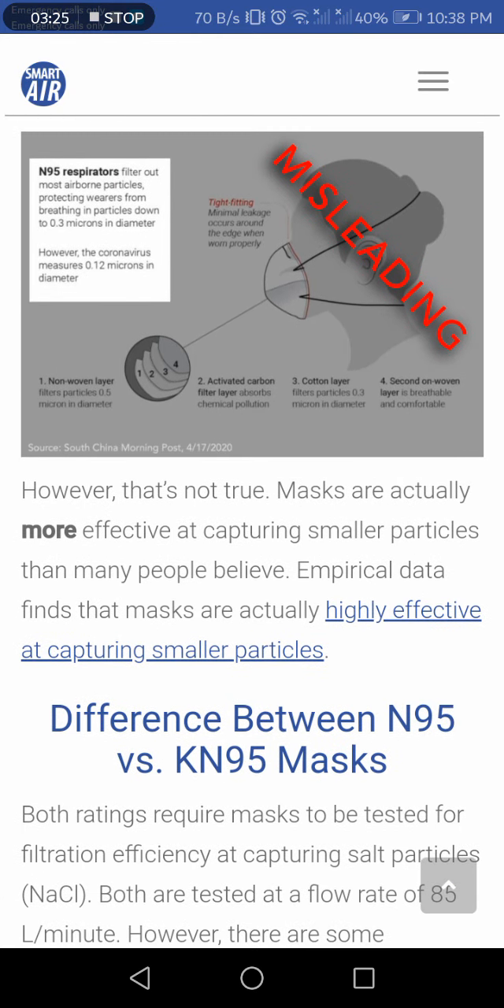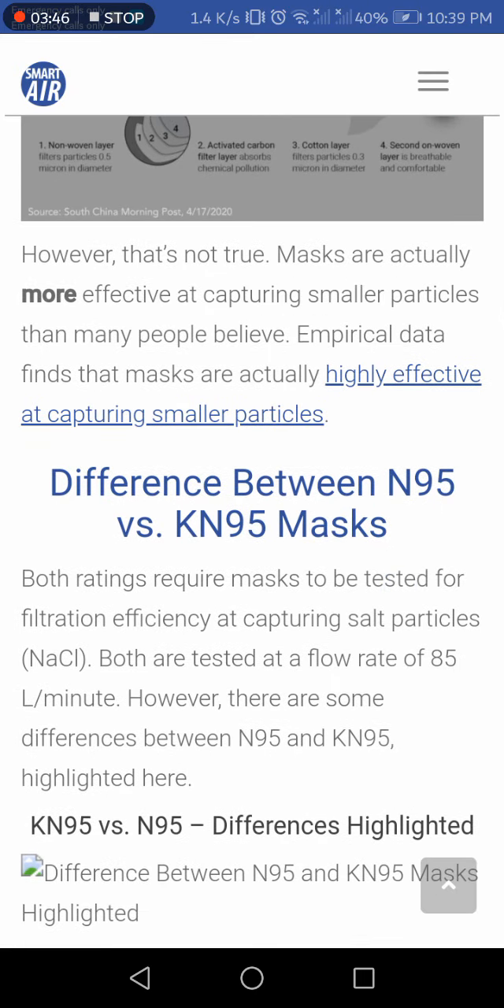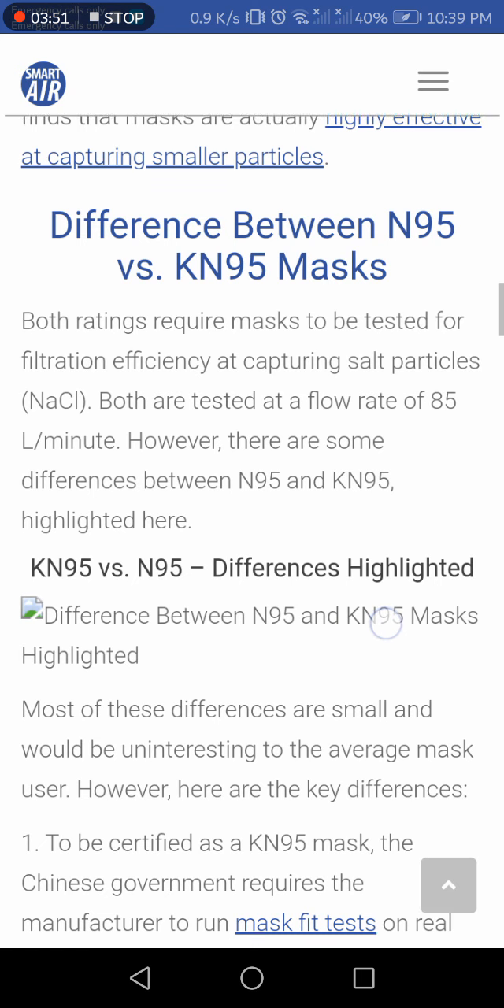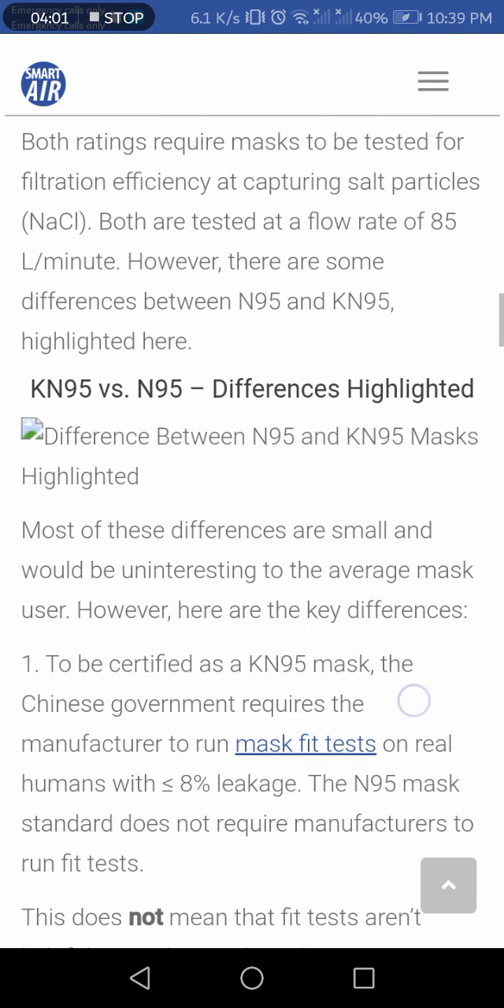Difference between N95 and KN95 masks. Both ratings require masks to be tested for filtration efficiency at capturing salt particles, NaCl. Both are tested at a flow rate of 85 L per minute. However, there are some differences between N95 and KN95 highlighted here. Most of these differences are small and would be uninteresting to the average mask user. However, here are the key differences.